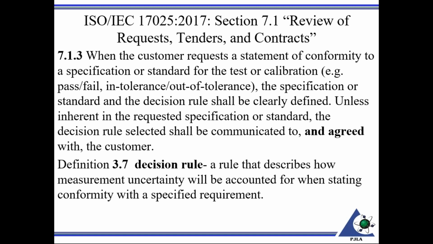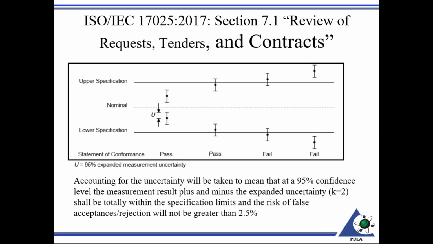So this is stating here that somewhere along this request, tenders and contracts protocol, you have to communicate to your customer what your decision rule is, or perhaps even have your customer specify what decision rule they would require, if they're versed in this and may have their own internal requirements for decision rules. So just to clarify a little bit more what we're talking about here, sort of depicting here.